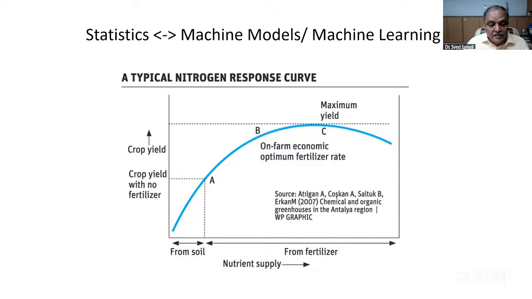Point A means there is no need to apply any nutrient, because the soil already has some. For example, you put any seed in the soil and it will grow, so the soil already has some nutrients. So it grows up to a crop yield with no fertilizer, as written here. Then when you add more fertilizer, the yield keeps increasing. When you come to the maximum, if you apply more than that, the yield will reduce.